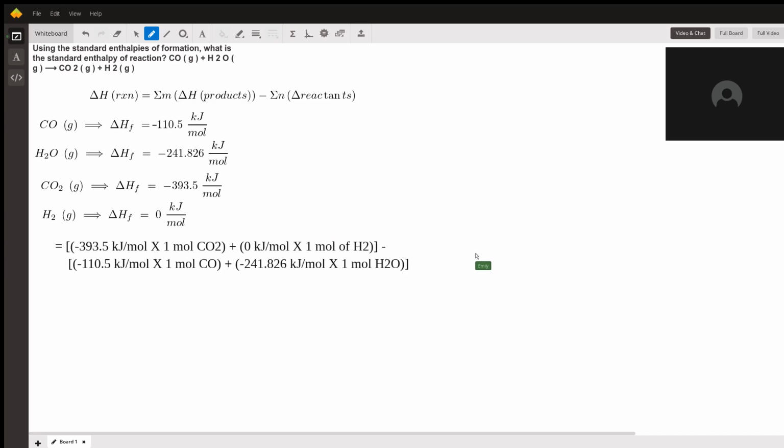Okay. So then we see that the moles cancel out, and we're left with kilojoules. Now, if you bring out your calculator and punch this in, what you should end up with is -41.174 kilojoules.